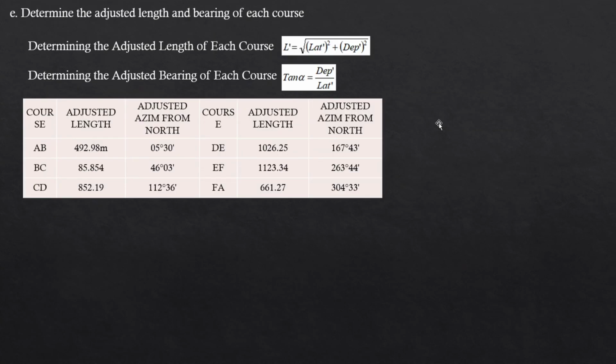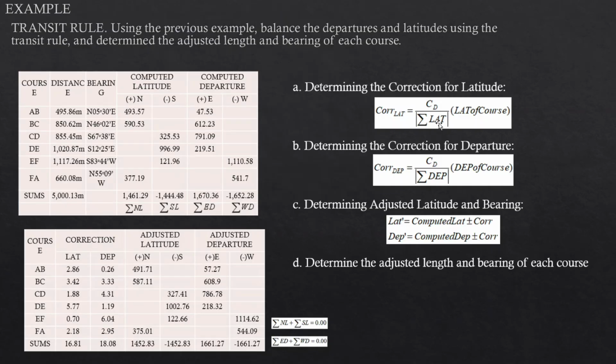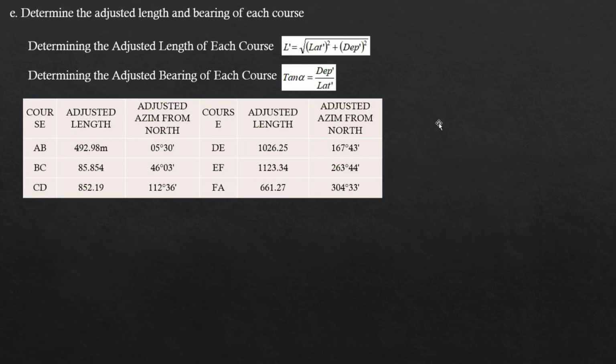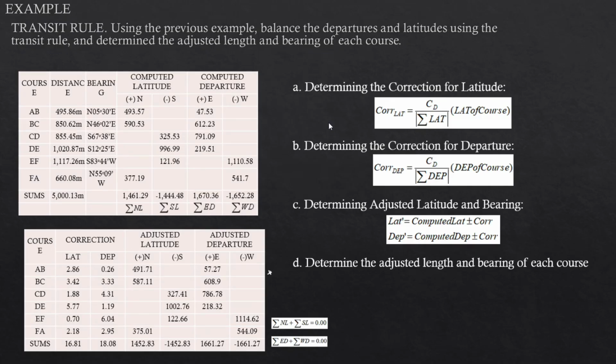Then, ito naman yung sa pag nakuha na natin yung adjusted latitude and bearing, itong table na to, makukuha na natin yung adjusted length and bearing of each course. Parang yung ginawa natin sa compass rule kanina. Ganun lang din. So, try nyo isolve. Ito lang yung magbabago dyan. Yung correction. Same process lang.